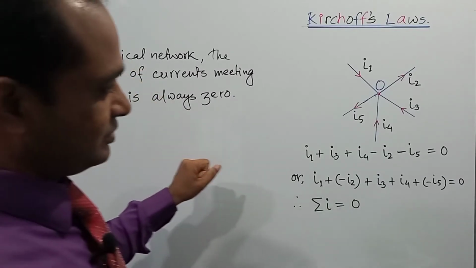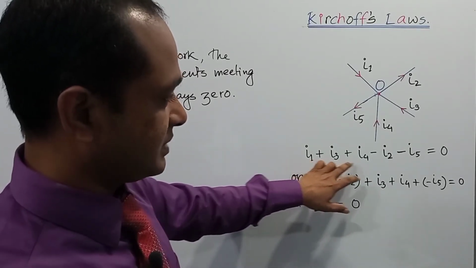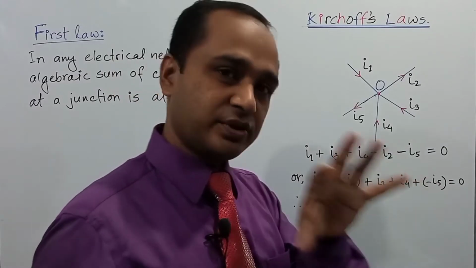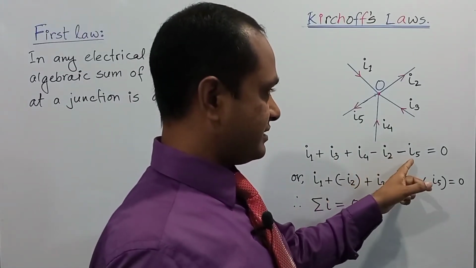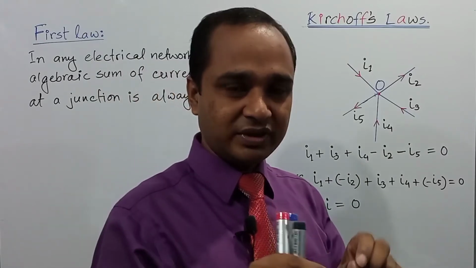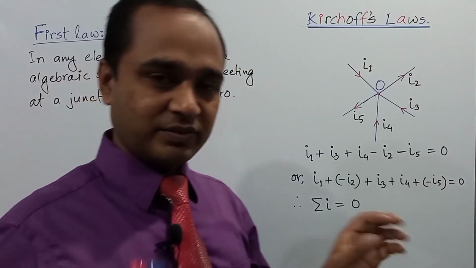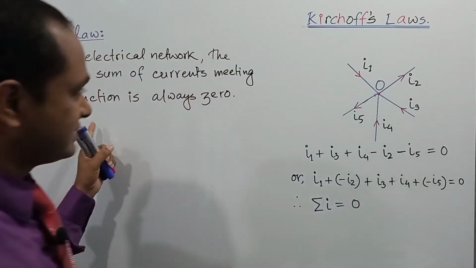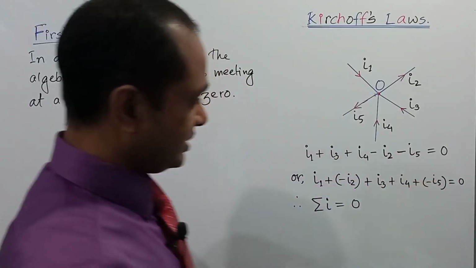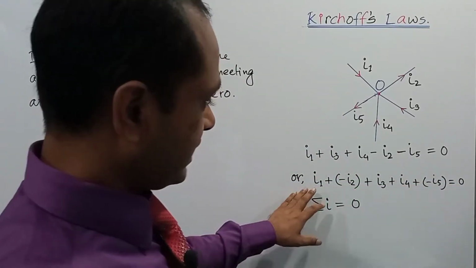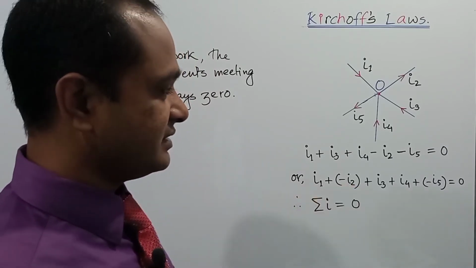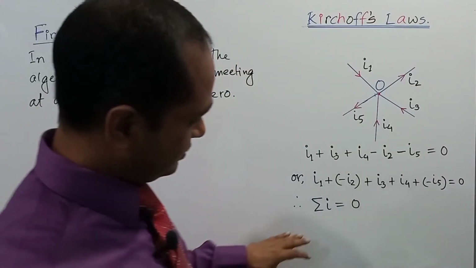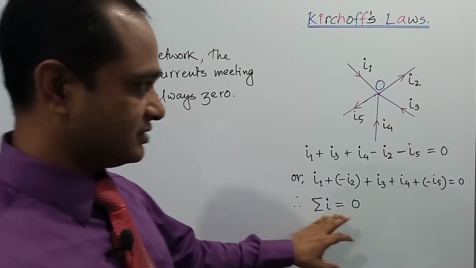So according to this statement, we can write I1 plus I3 plus I4, because these three currents are coming towards the junction point, so these are taken as positive, while I2 and I5 are taken as negative, because these two currents are flowing out from the point. So minus I2 minus I5 is equal to 0, since the algebraic sum will be 0. Or we can rearrange the expression in a simple way: I1 minus I2 plus I3 plus I4 minus I5 is equal to 0. Or in the simplest way, we can express it as summation of I is equal to 0.